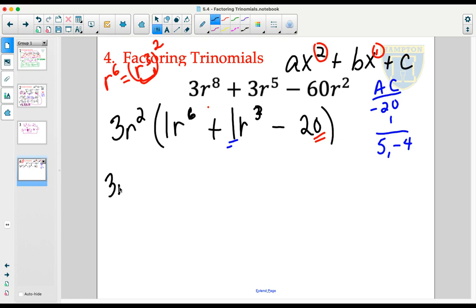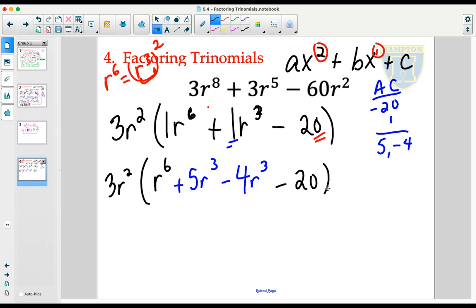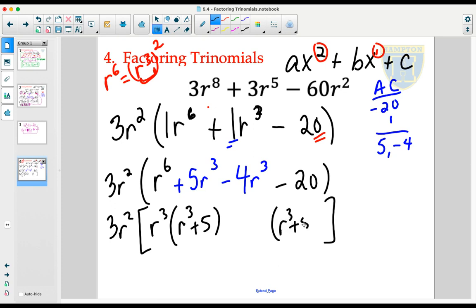Rewriting my polynomial with those two new middle terms, we have r to the 6th plus 5r to the 3rd minus 4r to the 3rd, and finishing with our minus 20. We have four terms in our polynomial, so we can factor by grouping. We look at the first group, and I see a common r to the 3rd, which leaves us with r to the 3rd plus 5. If factoring by grouping is going to work, r to the 3rd plus 5 better show up in the second parentheses, which it will, provided that I use minus 4 as my common factor.